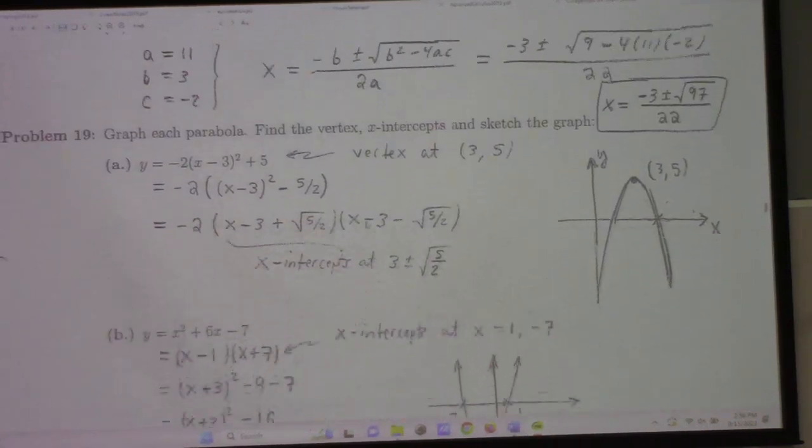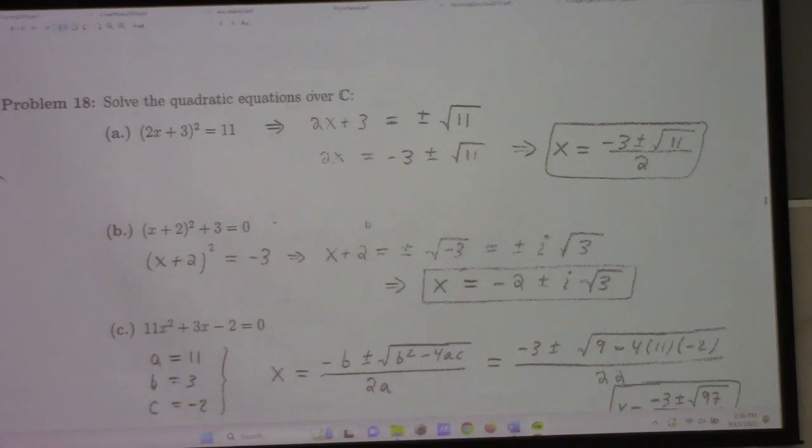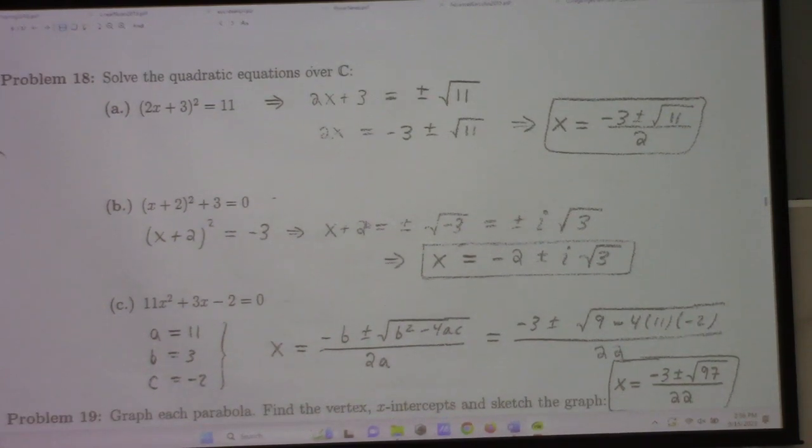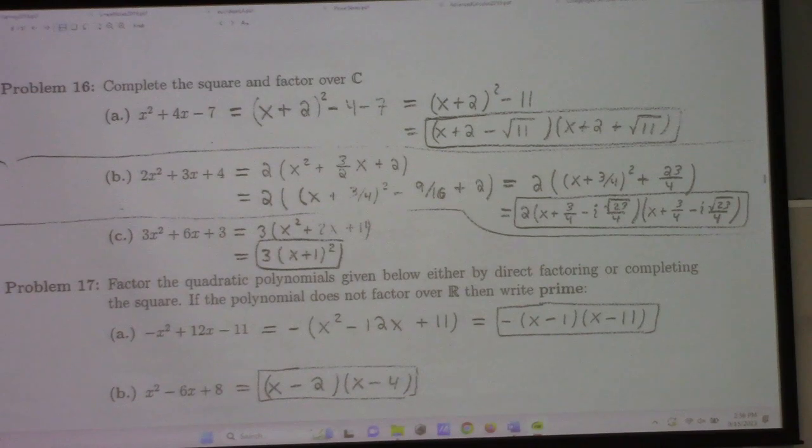Trying to go back to the factoring here. Graphing parabolas. We should probably talk about this for a minute.